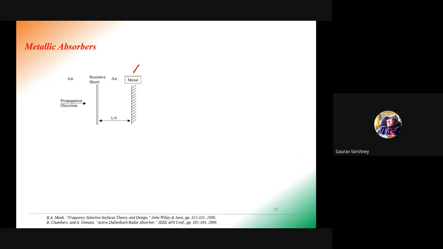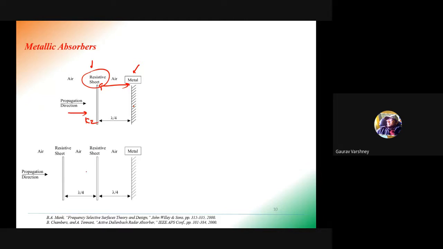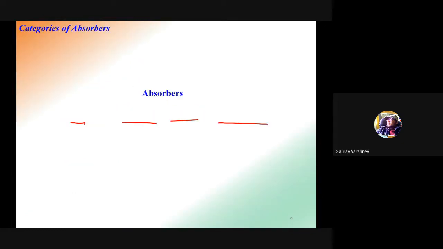A metal backplane will be there, a spacer, air or some dielectric, and then a resonating resistive sheet. This will be the incident electromagnetic wave. And furthermore, we can stack some layers of that resistive sheet as well. Spacer, then the resonating unit, spacer, then resonating unit, spacer, then resonating unit. Why are we utilizing this layered structure? Let me tell you in detail.